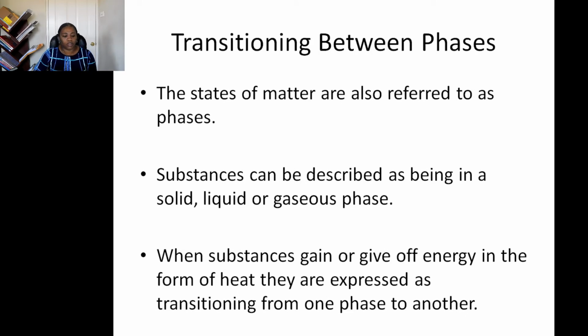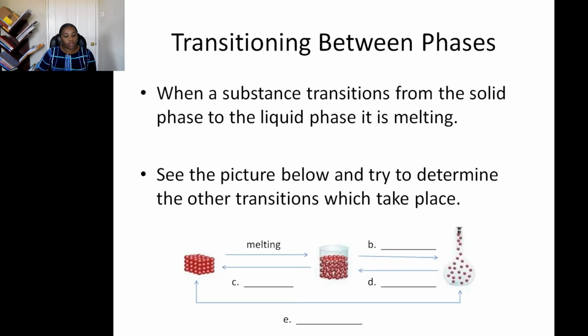Transitioning between phases. The states of matter are also referred to as phases. Substances can be described as being in a solid, liquid, or gaseous phase. When substances gain or give off energy in the form of heat, they are expressed as transitioning from one phase to another. When a substance transitions from the solid phase to the liquid phase, it is said to be melting.